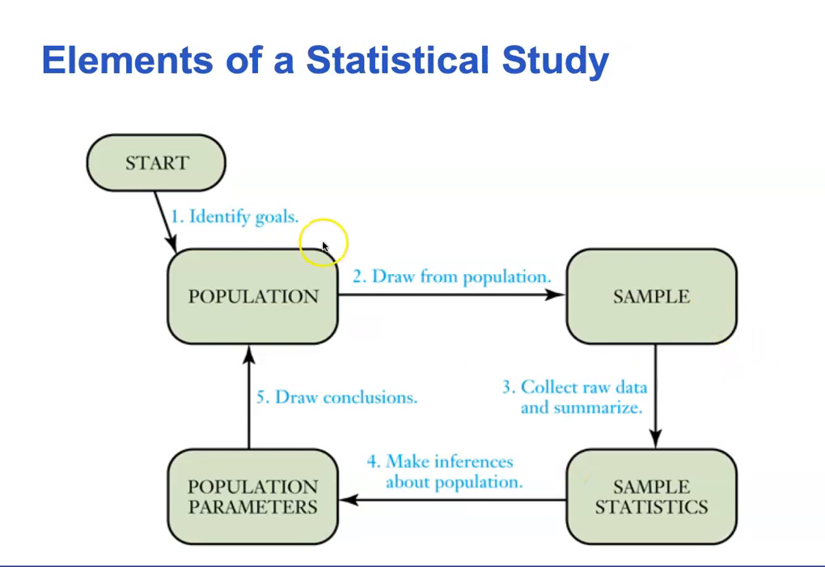Okay, so if they got this and the elements of statistical study, the start, this is the first thing you do. Identify your goals or what you're trying to find out. And your population. Well, if your population is too big, we have to draw a sample from our population. From this sample, we're going to get all of our data and summarize it. That's where we get our sample statistics. From that, we're going to make inferences about the population, and that would set our population parameters, and then you're going to draw your conclusions.